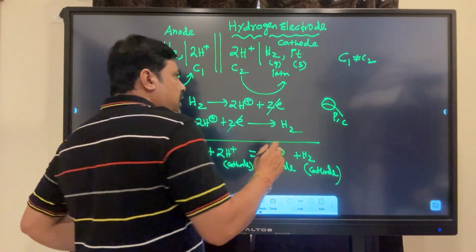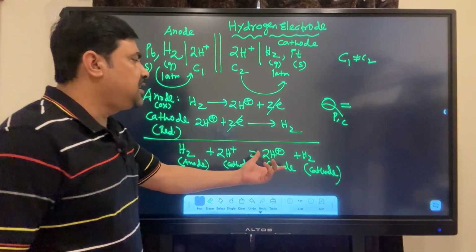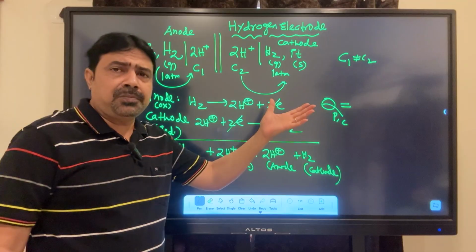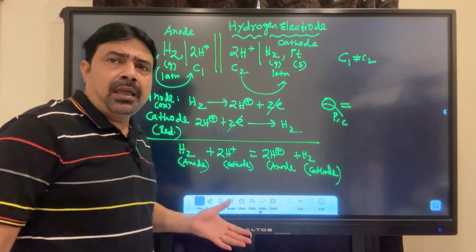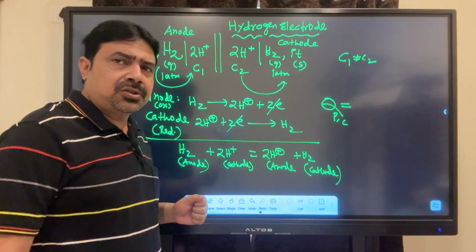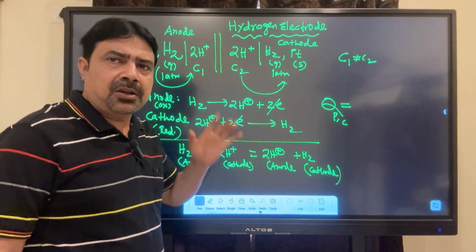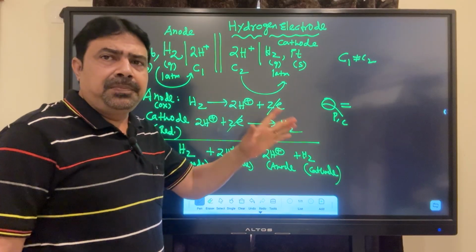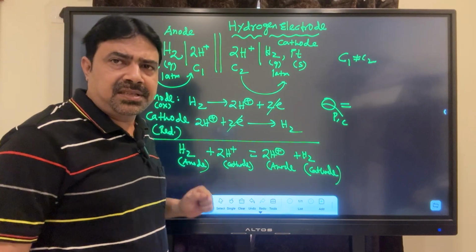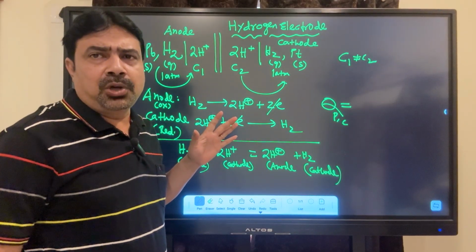Now Qpc is equal to the active mass or molar concentration of the product, or partial pressure of the product, raised to the power of the stoichiometric coefficient, divided by the active mass or molar concentration of the reactant, or partial pressure of the reactant, raised to the power of the stoichiometric coefficient. If the product or reactant is gaseous, we have to take the partial pressure. If they are ions, then we take their molar concentration.